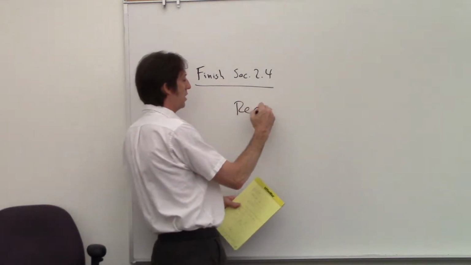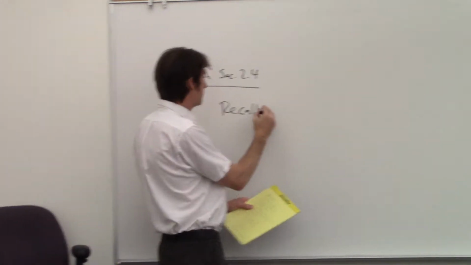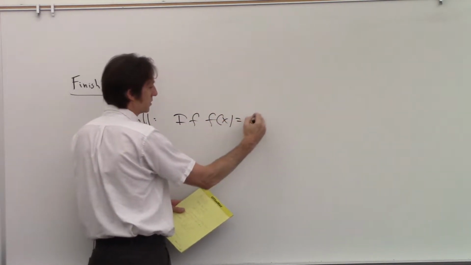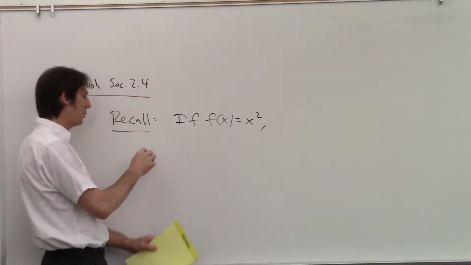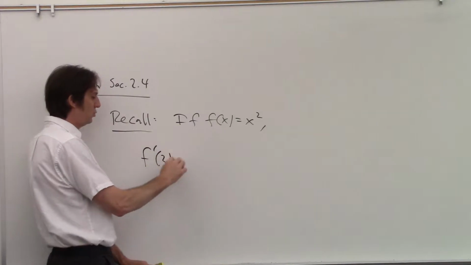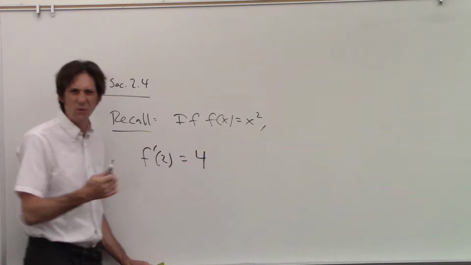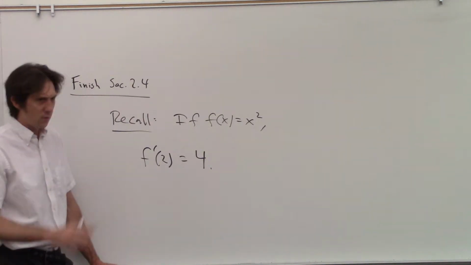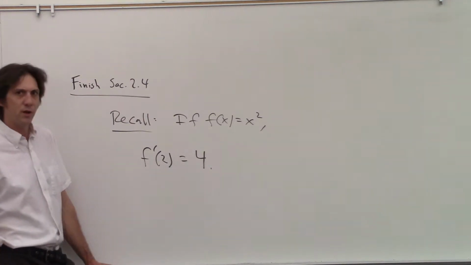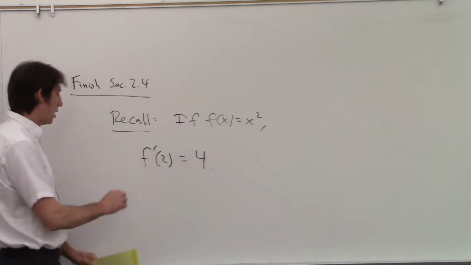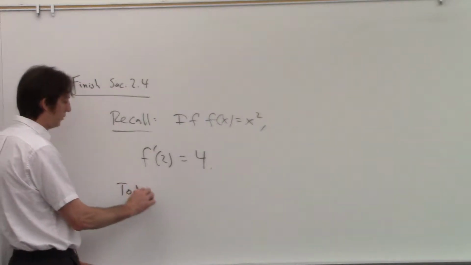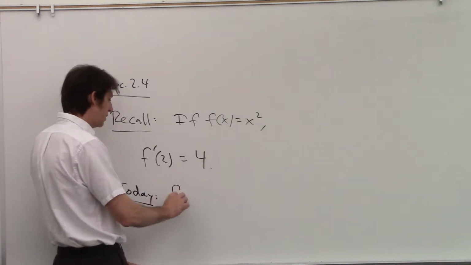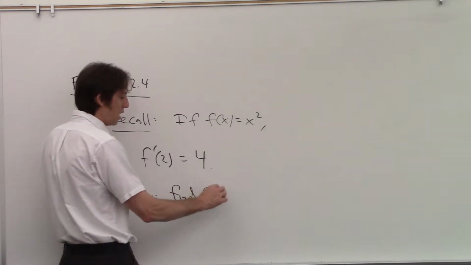Recall from last class that if f of x is equal to x squared, f prime of 2 was equal to 4. Okay, we found this last time on the front of that handout for sections 2.3 and 2.4. Today, let's do another one of these, and then we'll move on. Let's try to find f prime of 3.